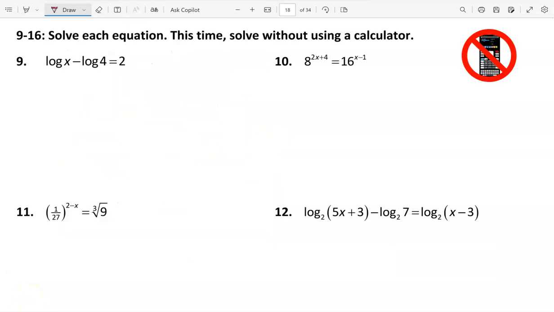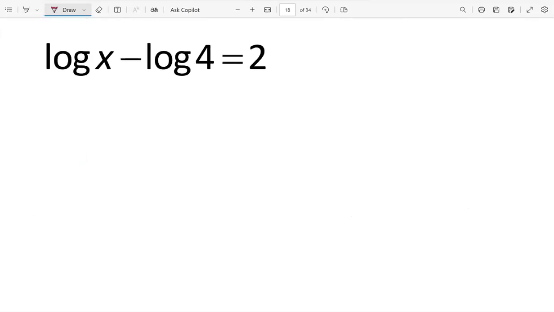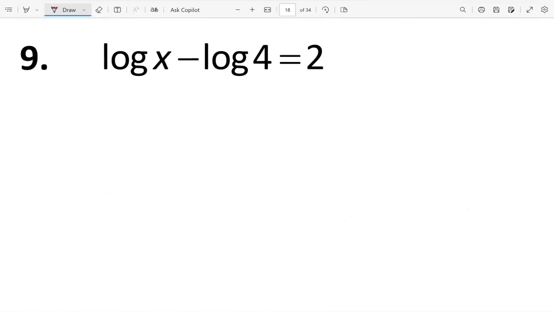In 9 through 16, we're challenged to solve equations, but remember our non-calculator ways of solving them, so no use of the calculator here. In 9, we have a logarithmic equation, which we can solve by condensing the logs on the right side, or the left side of the equation.